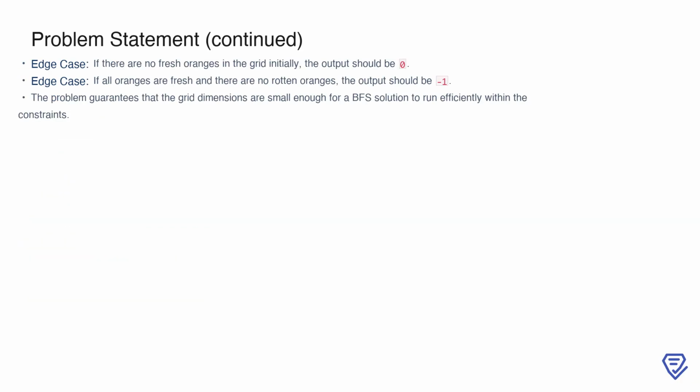To summarize, there are a few edge cases to keep in mind. If there are no fresh oranges in the grid from the start, the output should always be 0 because there's nothing to rot. On the other hand, if all oranges are fresh and there are no rotten oranges to begin with, the output should be -1 since there's no way for the rotting process to start. The problem is designed such that the grid size is small enough to efficiently solve using a breadth-first search approach, which ensures that we can explore all possible paths for the rot to spread within the given constraints.